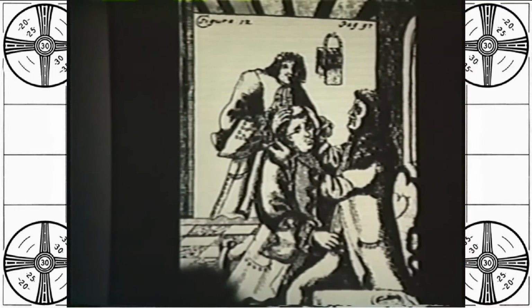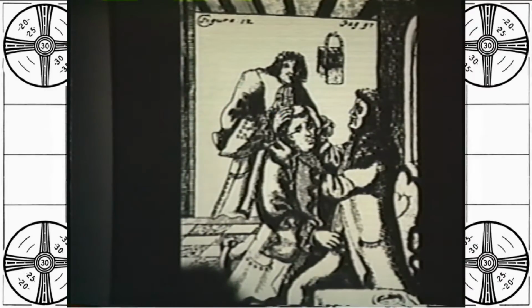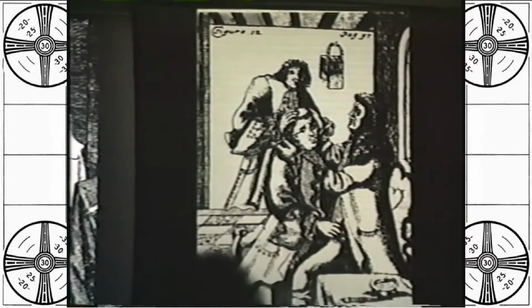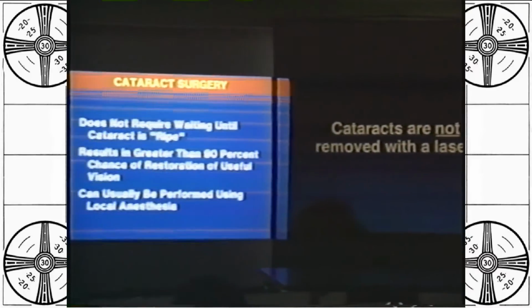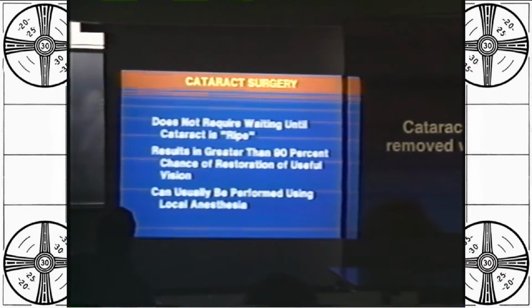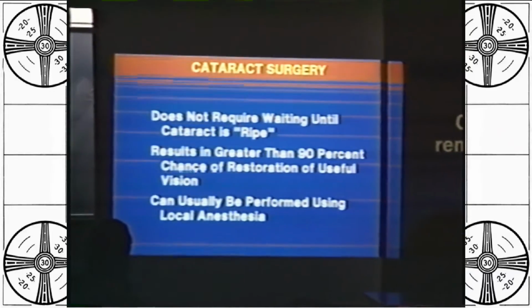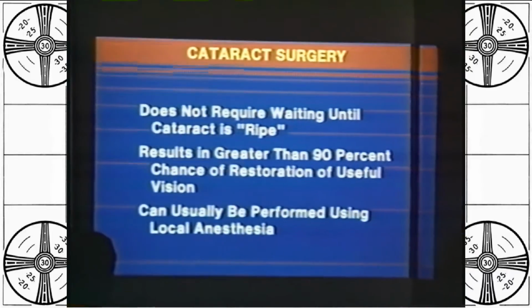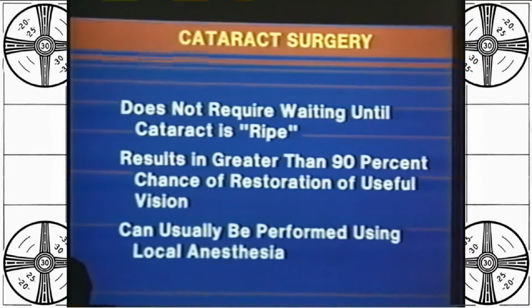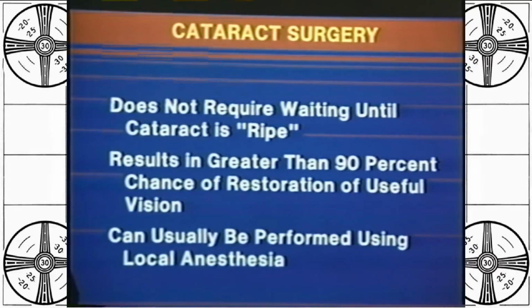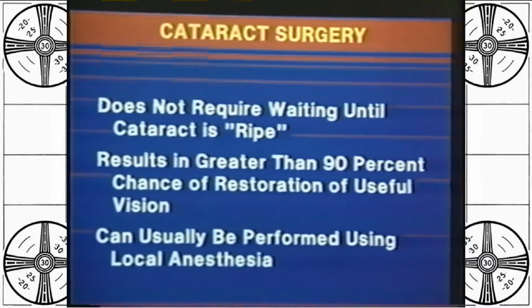This is early 17th century, and really not a lot had changed since ancient Egyptian times. Basically, they stuck a needle in the eye and tried to dislocate the lens into the back of the eye. Back here, you truly wanted to wait until the cataract is ripe. We no longer have to do that. Surgery is so effective now that in more than 90% of cases, there is a great restoration of vision, 20/40 or better vision, and it is usually performed using local anesthesia.